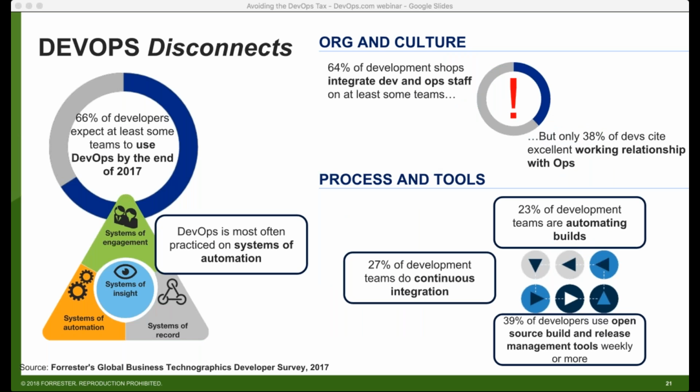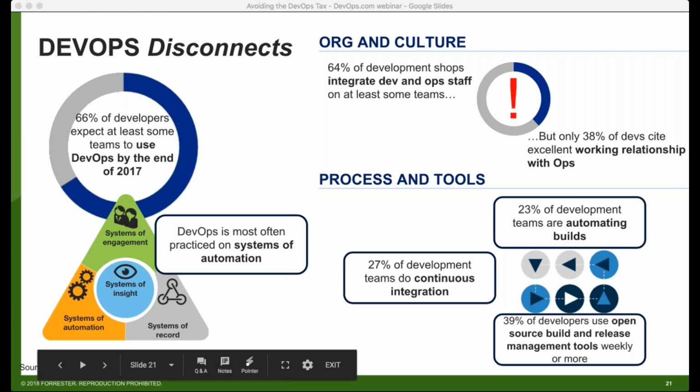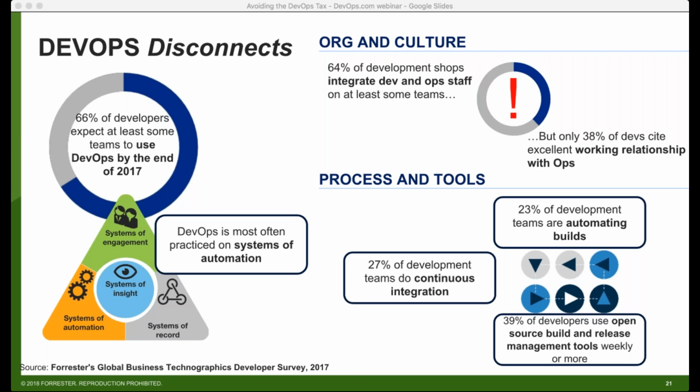And so again, here's another nice graphic. 66% of developers expect at least some teams to use DevOps by the end of 2017. So, everyone is expecting this trend to come. But 64% of development shops integrate dev and ops staff on at least some teams, but only 38% cite an excellent working relationship with ops. So even though everyone says we're going to do DevOps, and we have to have some integration, they're saying there are still some rough spots between them.